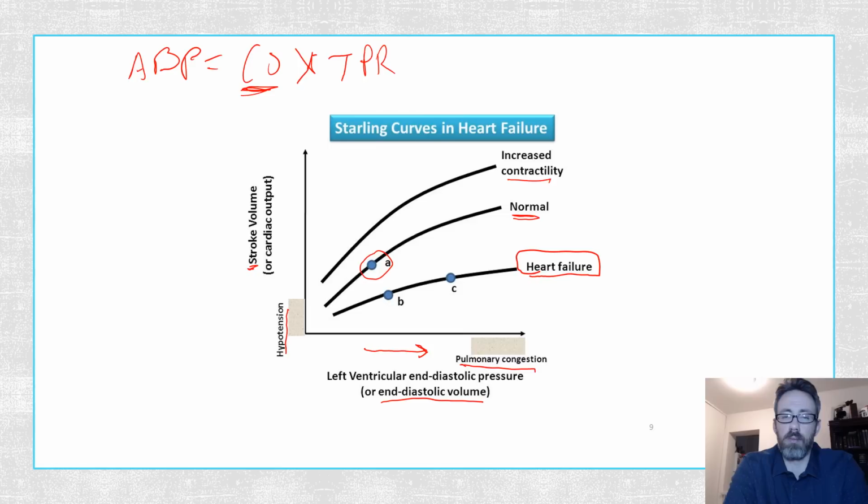So if we take a look here at our normal curve, we're starting at 0.8, that's our normal, point A. And let's say there was some sort of ischemic episode. The person had coronary artery disease and they suddenly went into heart failure. So we're going to drop to point B. Point B is showing you an acute change in the function of the heart. And so we're now down in this line here. This line would really represent overall a decrease in contractility, if you will, or some other factor that's contributing to a drop in our cardiac output.